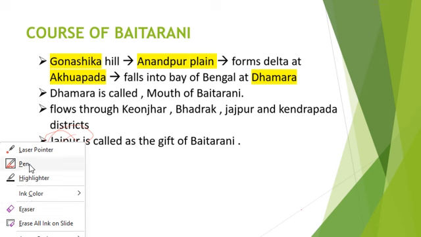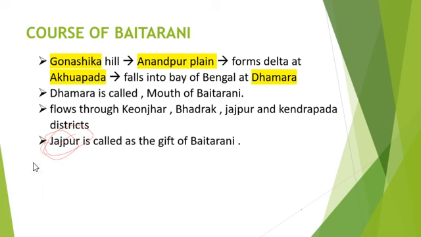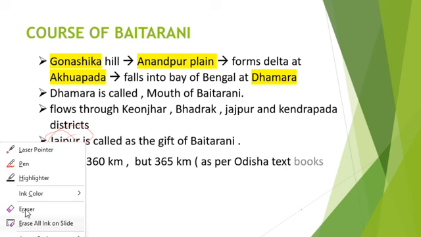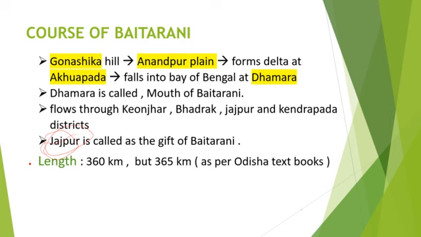Now move to the next point. Its length is about 306 km according to Wikipedia. But according to the Odisha textbook, it is about 365 km. This is 365 km. Then go to the next point.